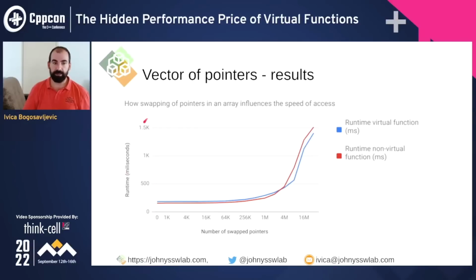On the left side, we have the runtime, and on the x-axis, we have the number of swapped pointers. So remember, we have 20 million objects in our array, and we measure runtime for a virtual function and runtime for a non-virtual function. So what happens? You see that when the number of swapped pointers is small, let's say up to 256k pointers, which corresponds to about 5% of the array size, the runtime is mostly low, about 200 milliseconds. But as the number of swapped elements grows, the runtime gets exponentially worse.